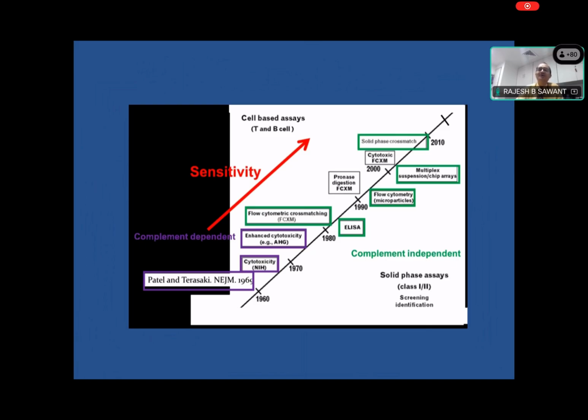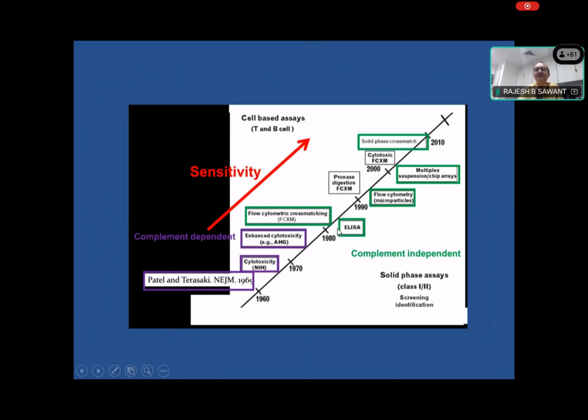So how has the CDC been enhanced? In 1969, basically, Patel and Terasaki were the scientists who described the basic CDC methodology, which was then standardized, and the NIH protocol for cytotoxicity testing was published in the next year. And then later on, you had various modifications to these CDC methodologies, like adding the anti-human globulin to enhance the cytotoxicity or the sensitivity of this test.